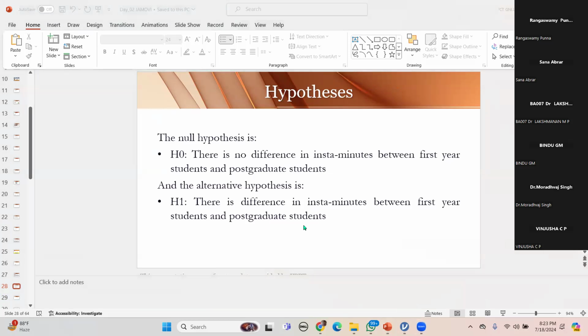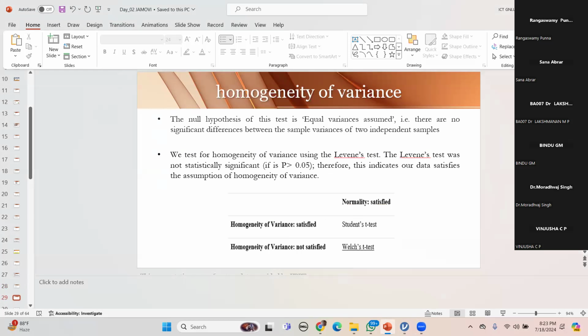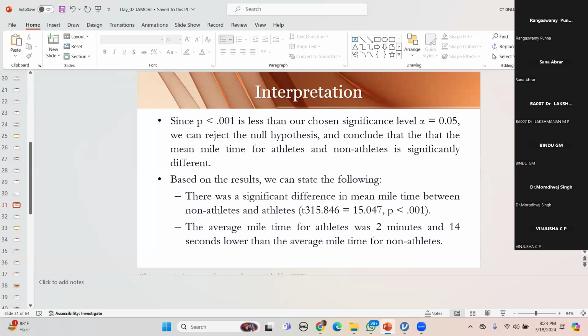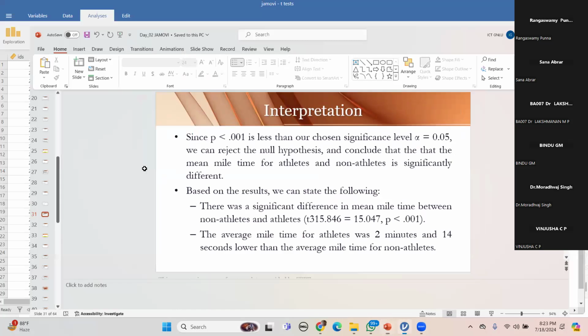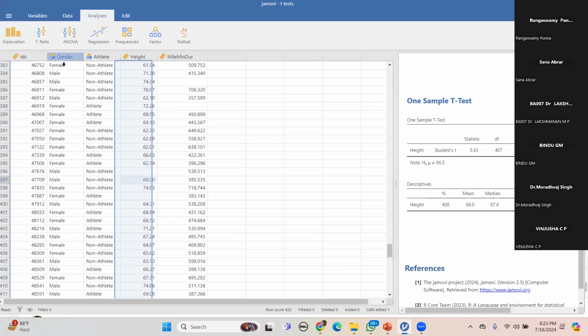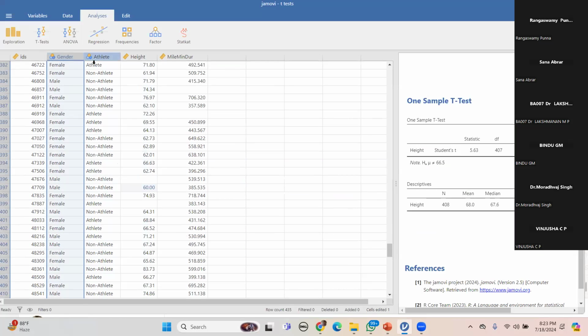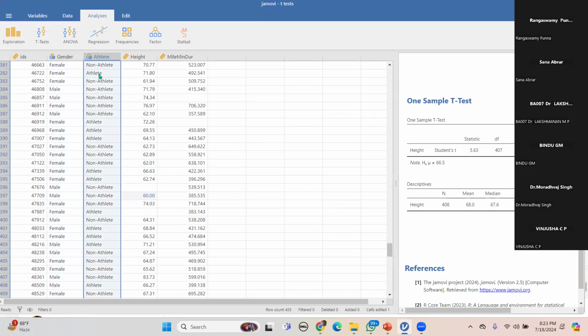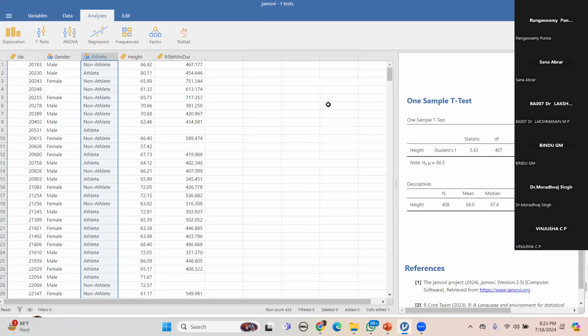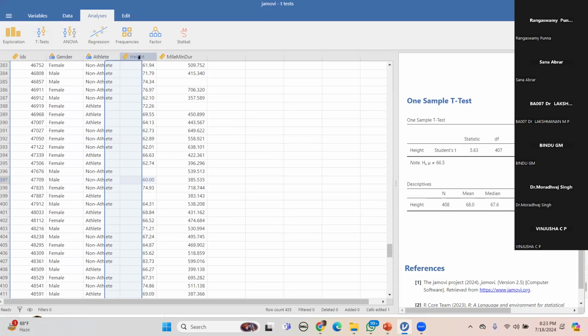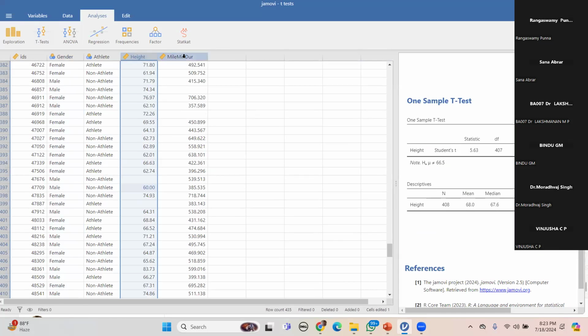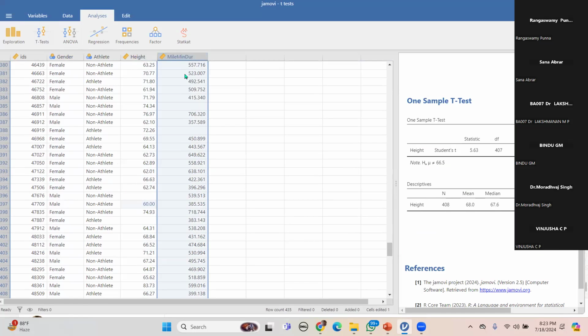So right now I have a different data set. My data is like this. We have gender as one variable, with two categories, male and female. Athlete is another category: we have non-athlete and athlete. Now, coming to the data set, we need to have two variables. One is the dependent variable, the second is the independent variable. The dependent variable must be continuous data. So we have two options here: height is continuous data and miles per minute duration is continuous data.